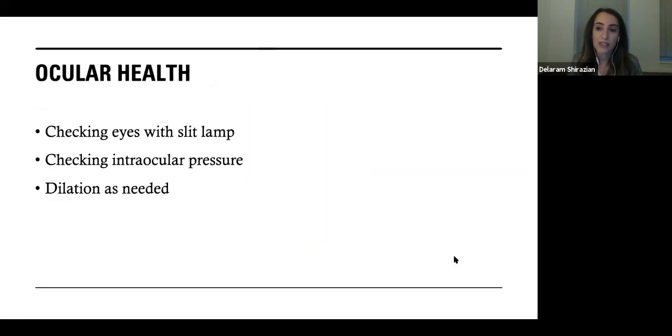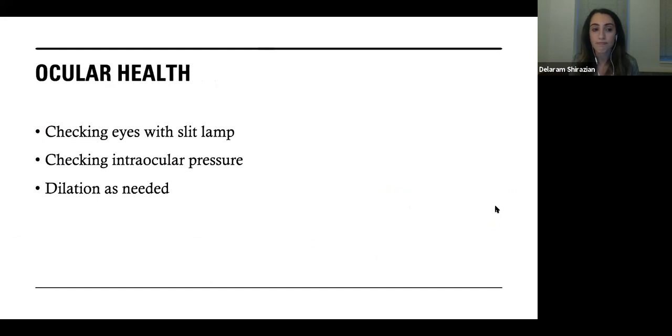So after we look at devices, your provider for low vision may or may not look at ocular health, depending on if we have your records from your other provider. So we may check your eyes with a slit lamp, which is just the microscope that we use to examine your eyes. We may check your eye pressure. We may dilate your eyes as needed, but usually if that's done with an outside provider, we don't repeat that testing.